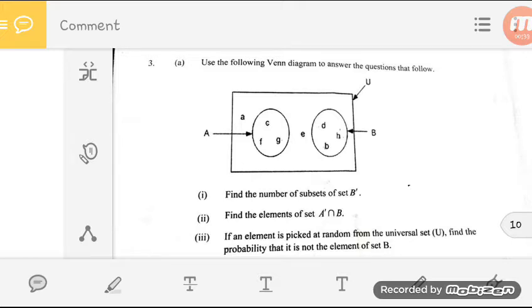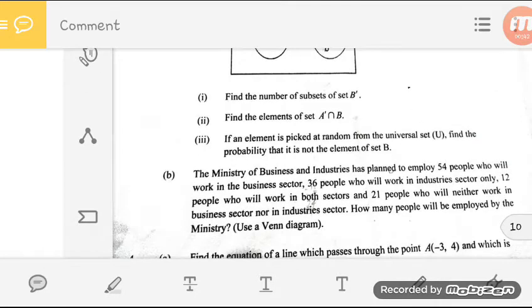Find the number of subsets of B. Also find the elements of set A complement intersection B. Also, if an element is picked at random from the universal set, find the probability that it is not an element of set B. So here is how we are going to solve it.